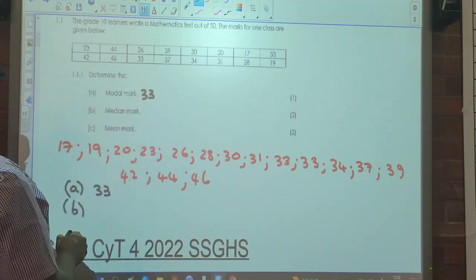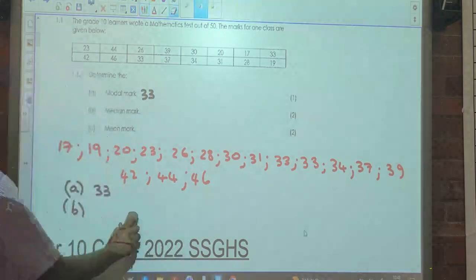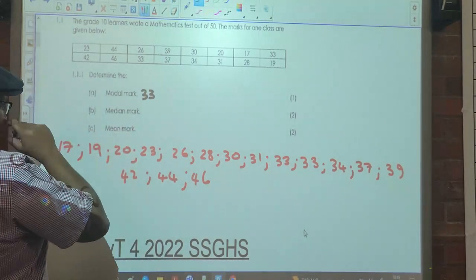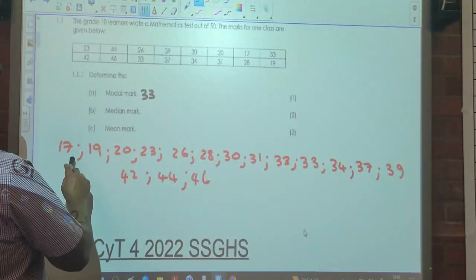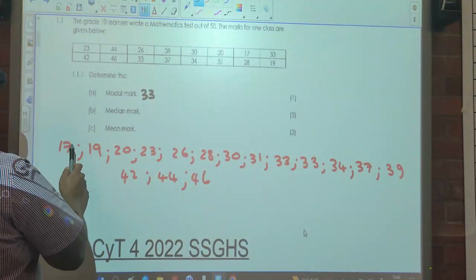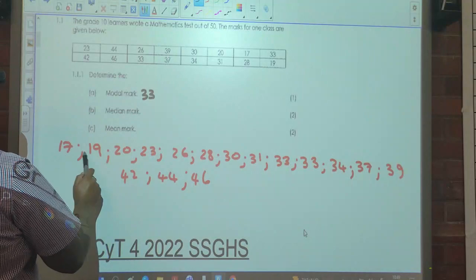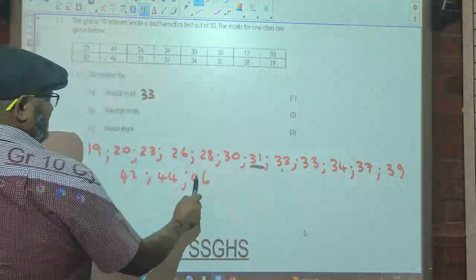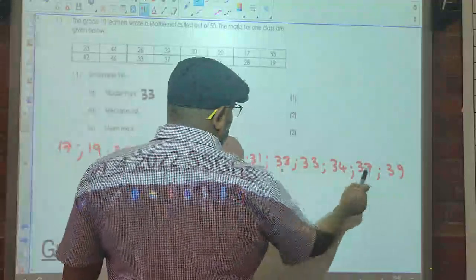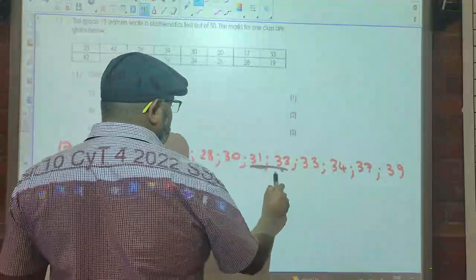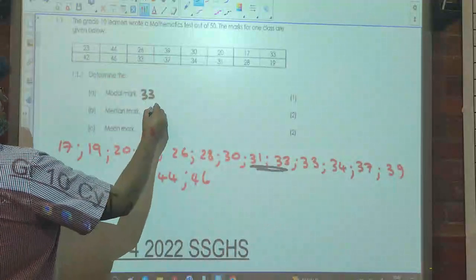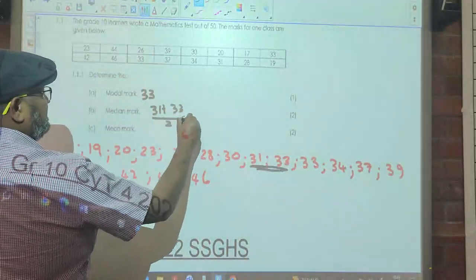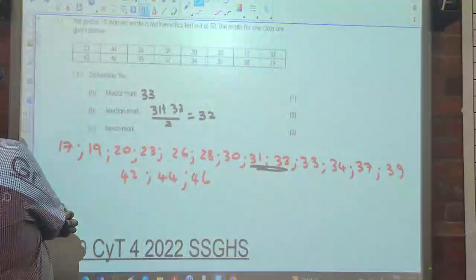B, the median. The median is the middle number of sorted data, not so? So the median here, since it's 16, so 16 divided by 2 is 8, so it's the 8th and the 9th number. There's 1, 2, 3, 4, 5, 6, 7, 8, 9. So those two numbers are in the middle. So it's going to be 31 plus 33 divided by 2, which gives you 32.